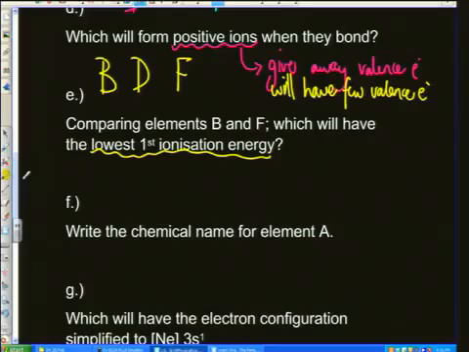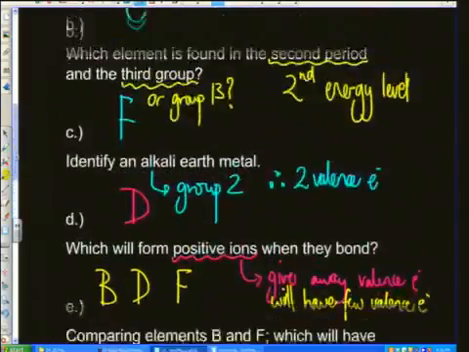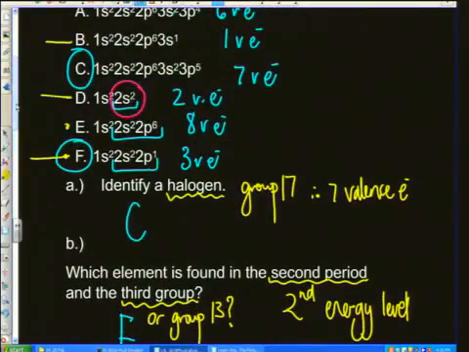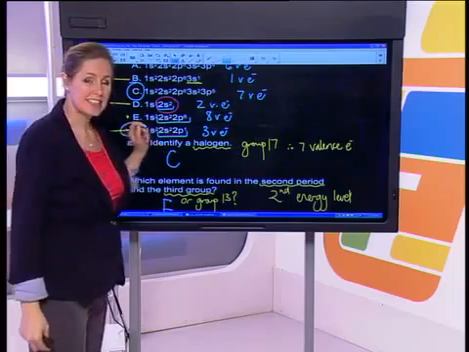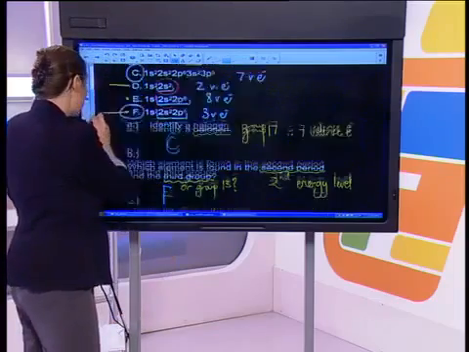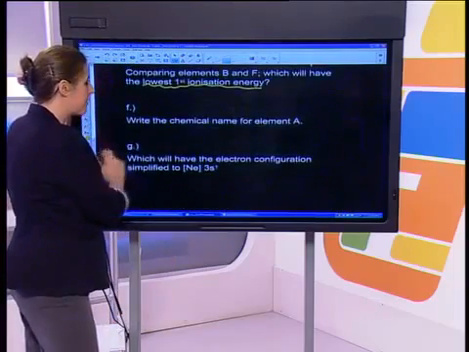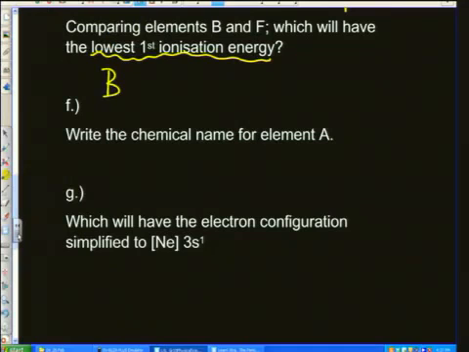Comparing B and F, which will have the lowest first ionization energy? The lowest energy, well, we're now looking specifically at B and at F. They've got different numbers of electrons, but think this through. B is getting to energy level 3, which means the third energy level. In comparison, F is only in the second energy level, which means this electron is going to be further away. So B is my answer.